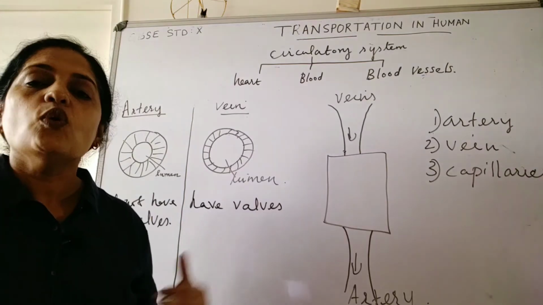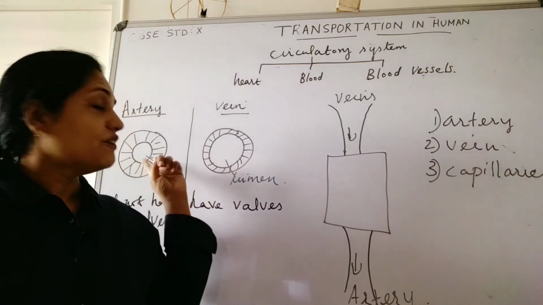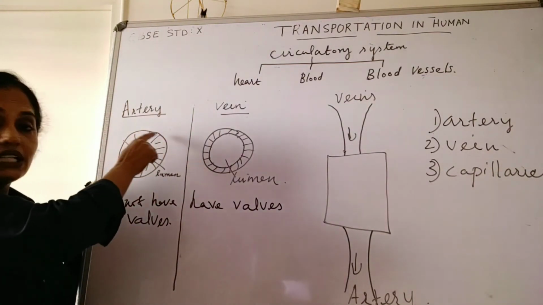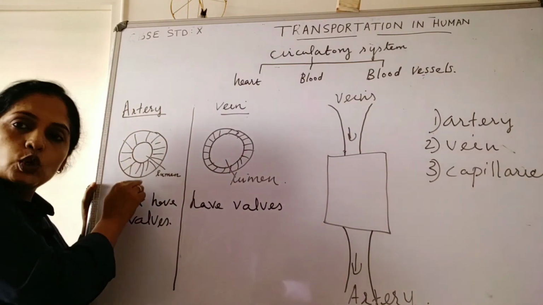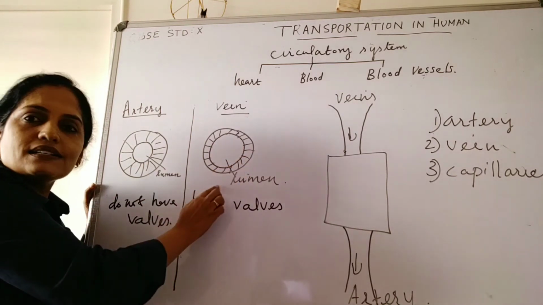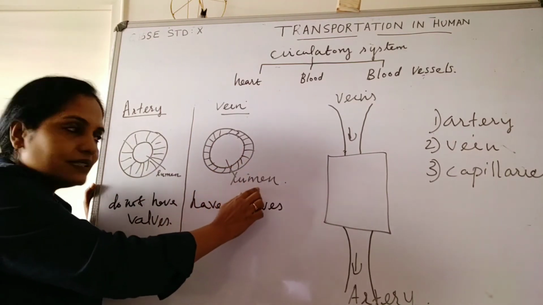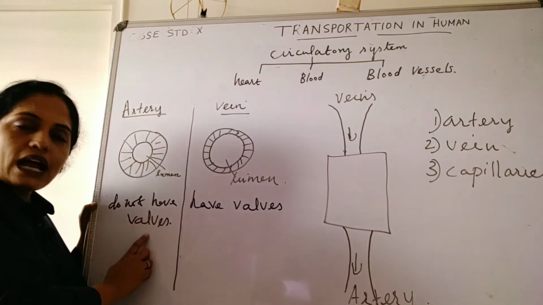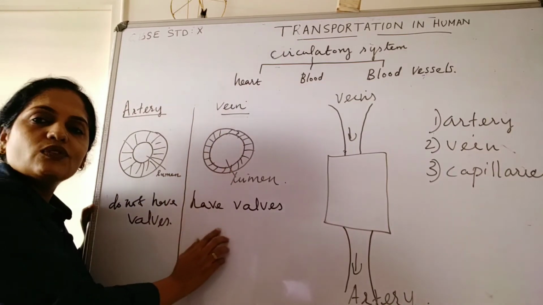blood. So what are the differences between veins and arteries? Arteries have a thicker wall and narrow lumen, and veins have thinner walls and broader lumen. And arteries do not have valves, but veins have valves.